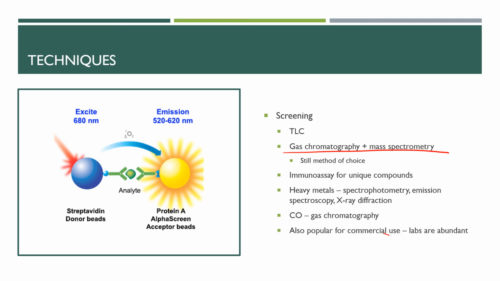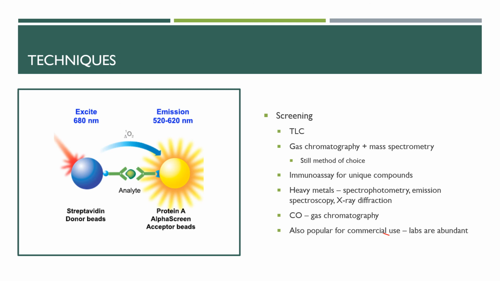This is the method of choice. It's extremely precise. It's extremely reliable. And not only can it detect most things directly, it can also really accurately quantify metabolites of these things as well. For some really unique compounds, you can do immunoassay, where you design antibodies that can bind to certain chemicals that you're looking for in a bloodstream and try to precipitate out those antibody chemical complexes.